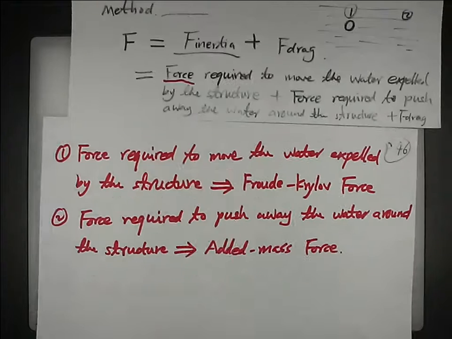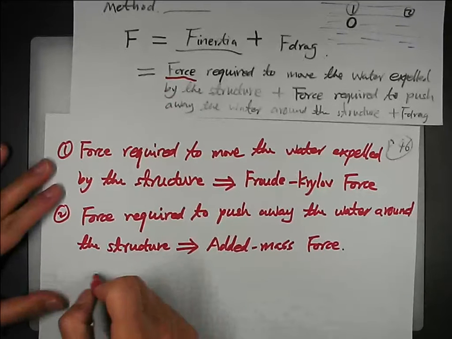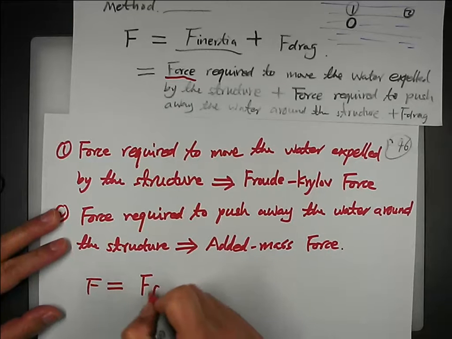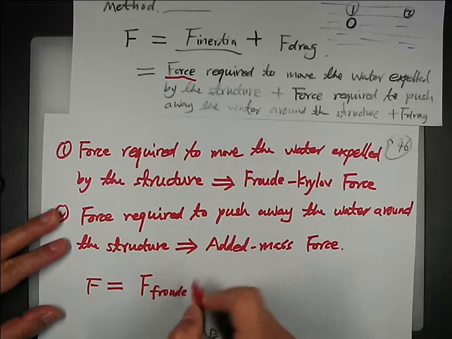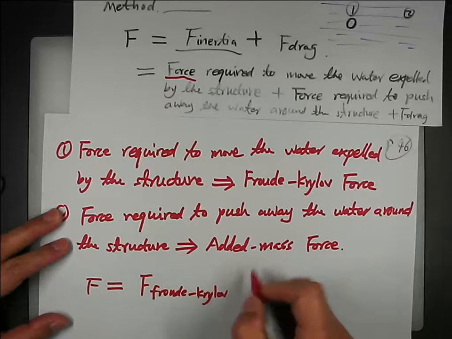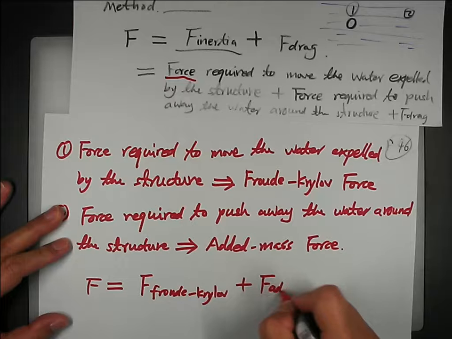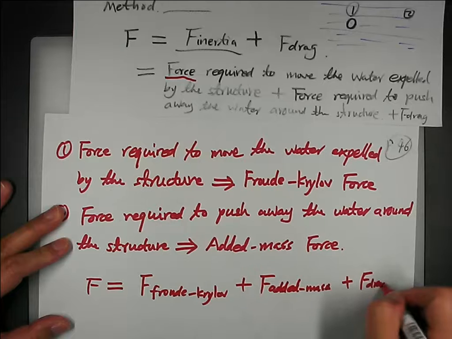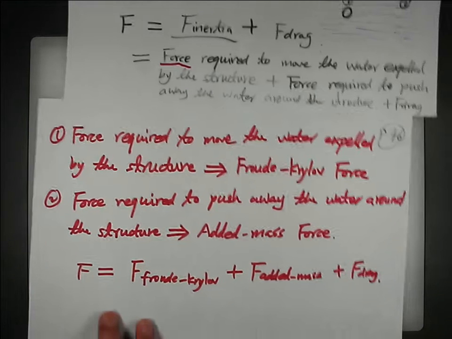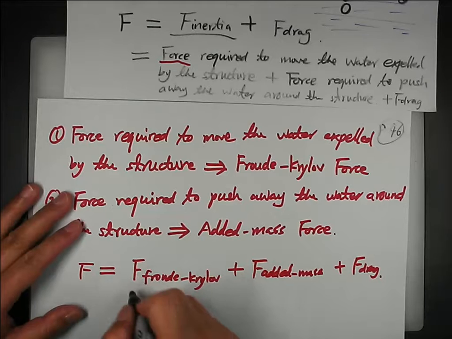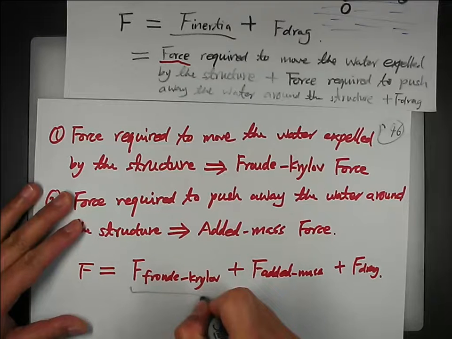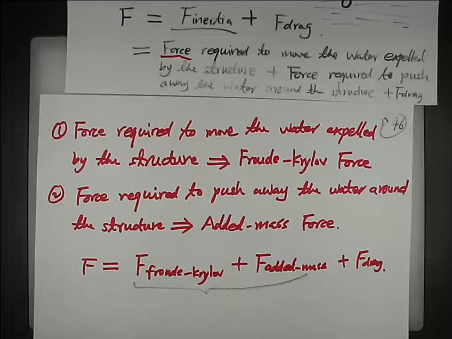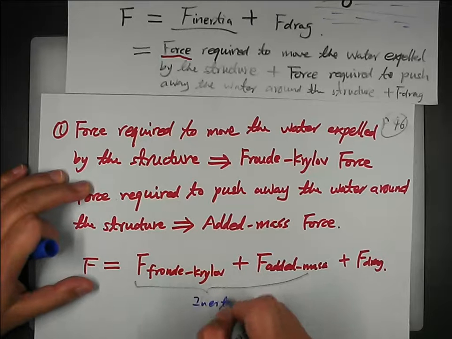So if we use an equation, then we say that F, the hydrodynamic force, is the fluid Taylor force plus the added mass force plus the drag force. It's 3 parts. Then the sum of fluid Taylor force and added mass force is the inertia force. We can use the blue color for inertia force.